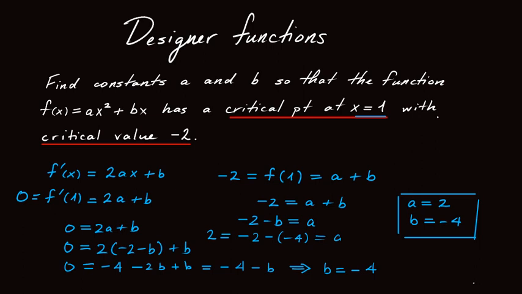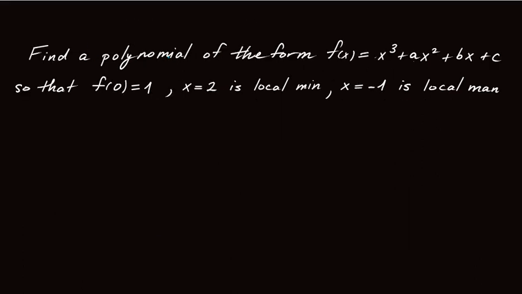Okay, let's see another example. Find a polynomial of the form f of x equals x cubed plus ax squared plus bx plus c so that f of 0 is 1, x equals 2 is a local minimum, and x equals minus 1 is a local maximum. So in this problem, we also want to find a, b, and now c. We look again at the conditions, and we use them to find conditions on a, b, and c.